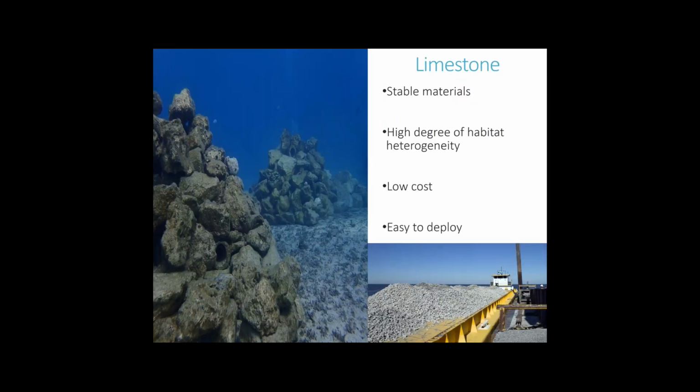And limestone is another one. This is really cheap to deploy limestone reefs. They're relatively stable, although over time they can fill in with sediments. But early on, they offer a really high degree of habitat heterogeneity, both for the colonizing invertebrates as well as small non-game fishes like gobies and blennies, things like that. As I mentioned, they're cheap and they're relatively easy to deploy. So this is a popular one in my region as well.